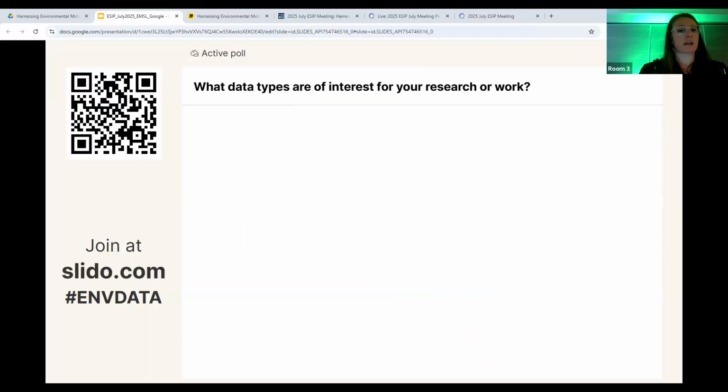I'm going to ask a quick Slido question. Do you want me to ask this one? Okay. So you've heard a little bit about EMSL science, and we want to hear from you. From this Slido, what data types are of interest for your research and your work? You heard from Sarah about what we do, and we're curious how this either aligns or what could possibly be missing.